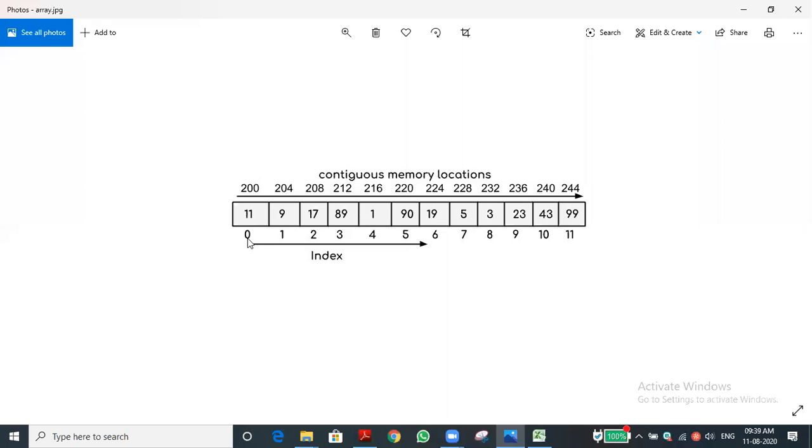The index is as we use in the list: 0, 1, 2, 3, and it goes on. Then 200, 204 and so on, that is the memory location, memory ID, where the value is stored in the computer. Have you understood what this array means? Okay, understood, sir. It looks like a list only, but what is the main difference? Can you say the difference between array and list?